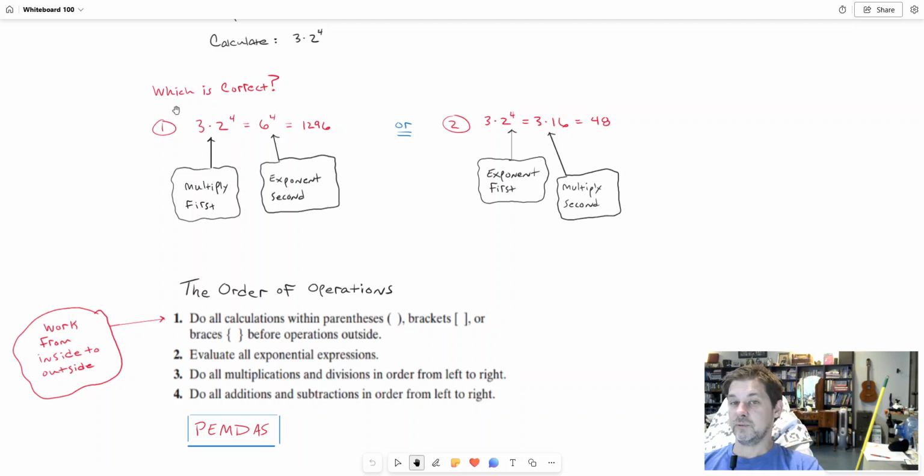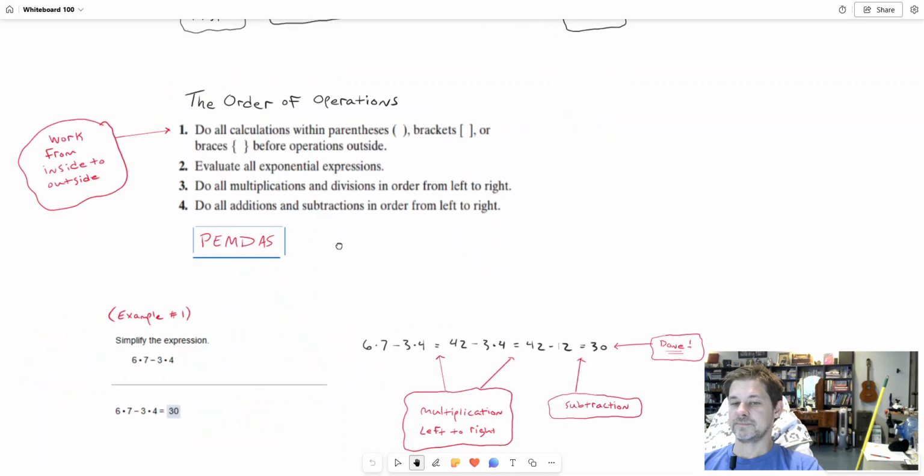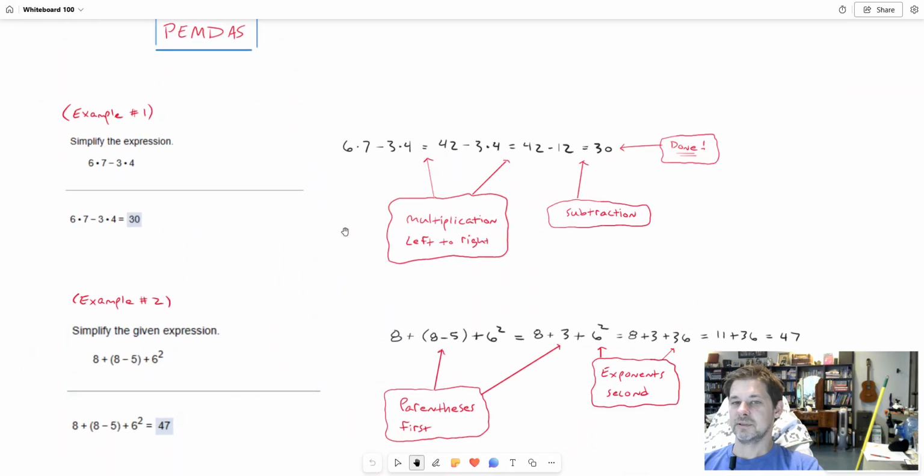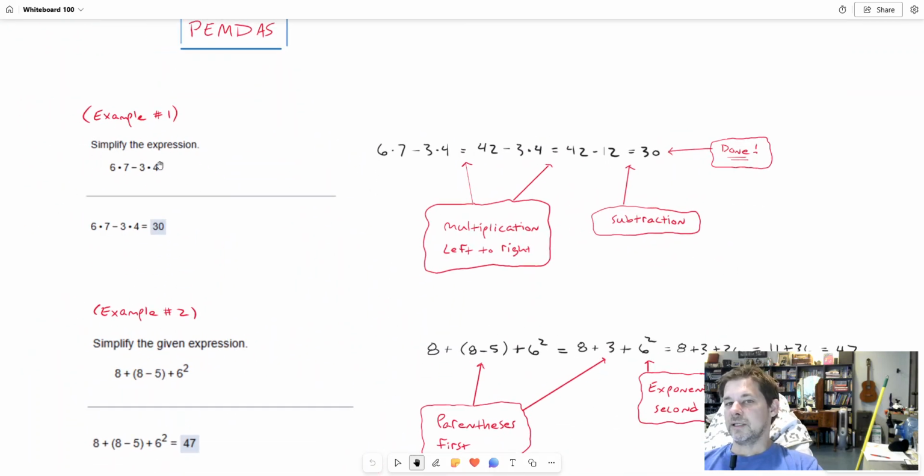So we wouldn't do it like this first way. We would do it like the second way. Okay, so let's see some examples. What do you think about this one? It says simplify the expression. What that means, I just want to calculate this number. What's 6 times 7 subtract 3 times 4?